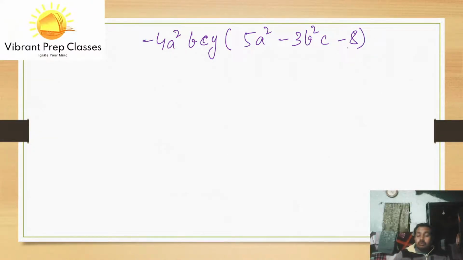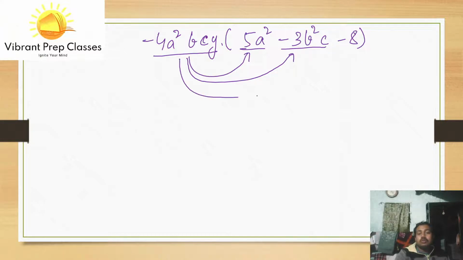Will you try this? Just try this, all of you. We have to multiply these two things. So we'll multiply this separately with each of the terms. Not only the values, you have to multiply the signs also. You have to check the signs also.